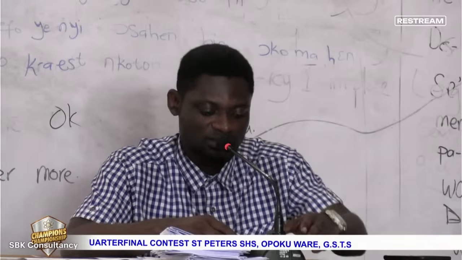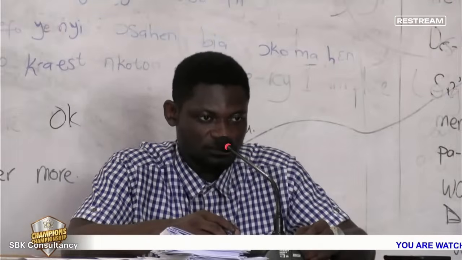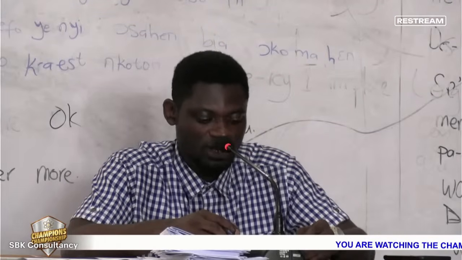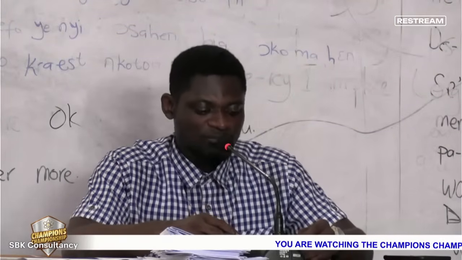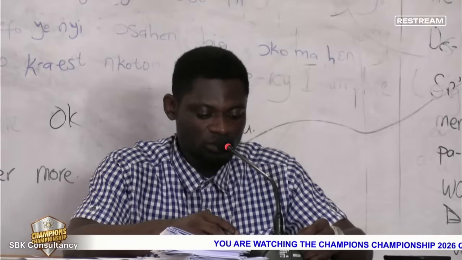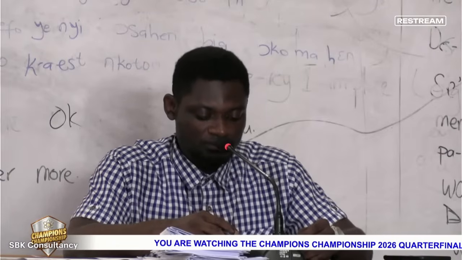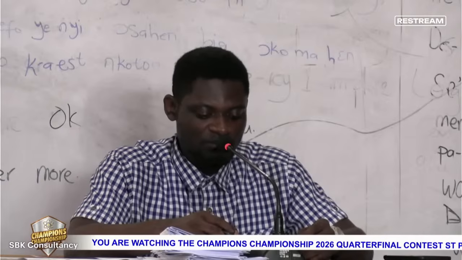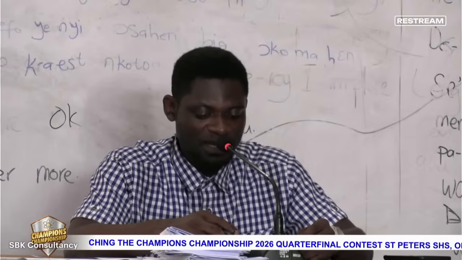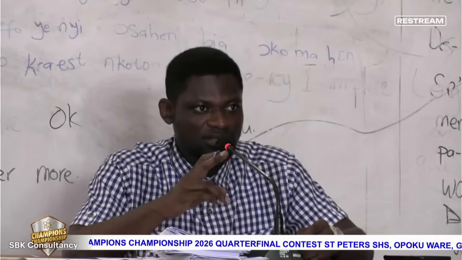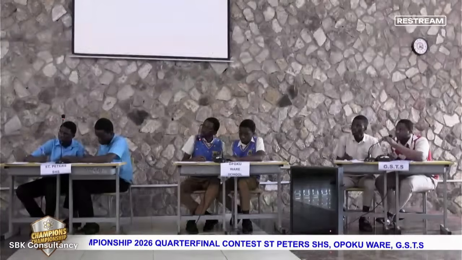All right. Let's try our bell. St. Peter's. Opokuwari. GSTS. All right. First one. Find the sum of the integral roots of x cubed minus 9x squared plus 26x minus. All right, GSTS. You are right.